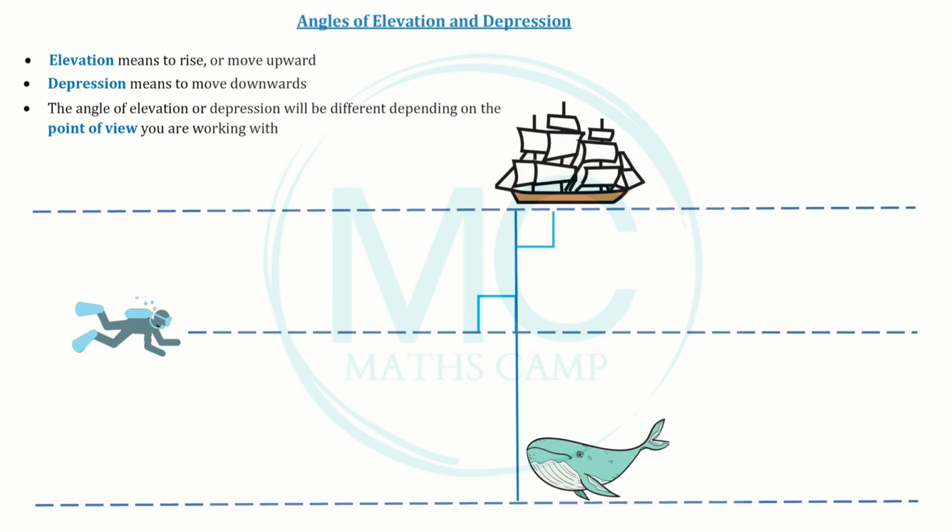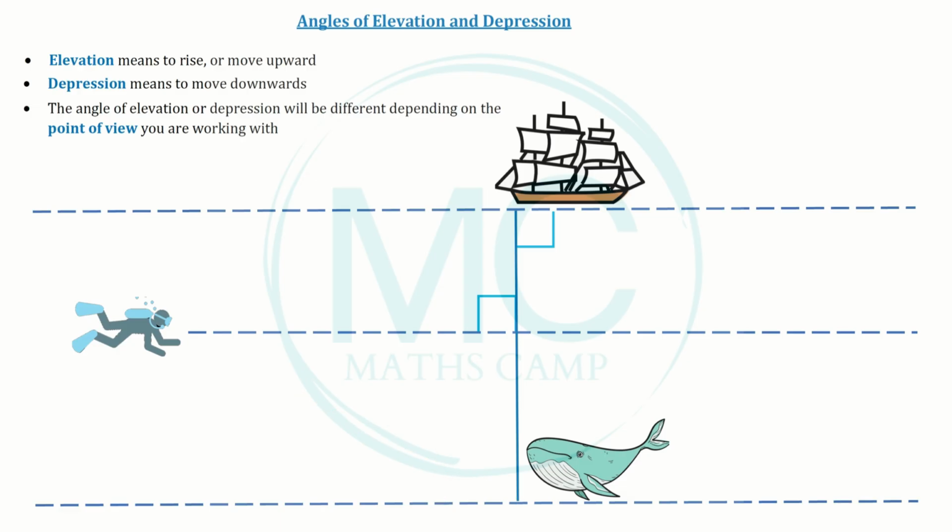So now let's imagine the whale looks up to the diver. What is the angle of elevation? Let's draw a line from the whale to the diver. And to find this angle, we start at the horizontal line of the ocean floor and move up to the line we have just drawn. This is our angle of elevation.